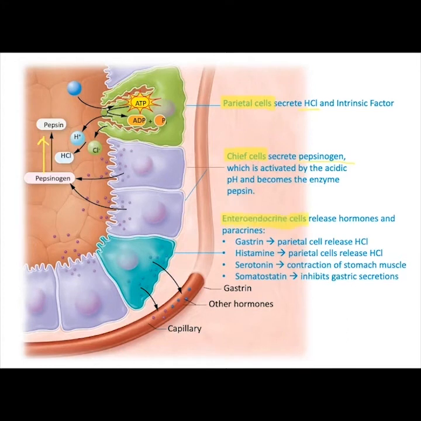There are different types of enteroendocrine cells that release hormones and paracrines. The hormone gastrin goes to the parietal cells and causes them to release hydrochloric acid. Histamine, a paracrine, has as its target the parietal cells, and they release hydrochloric acid in response to histamine. Another paracrine, serotonin, causes the smooth muscles of the muscularis externa to contract. Somatostatin, which can function as a hormone and as a paracrine, inhibits gastric secretions.